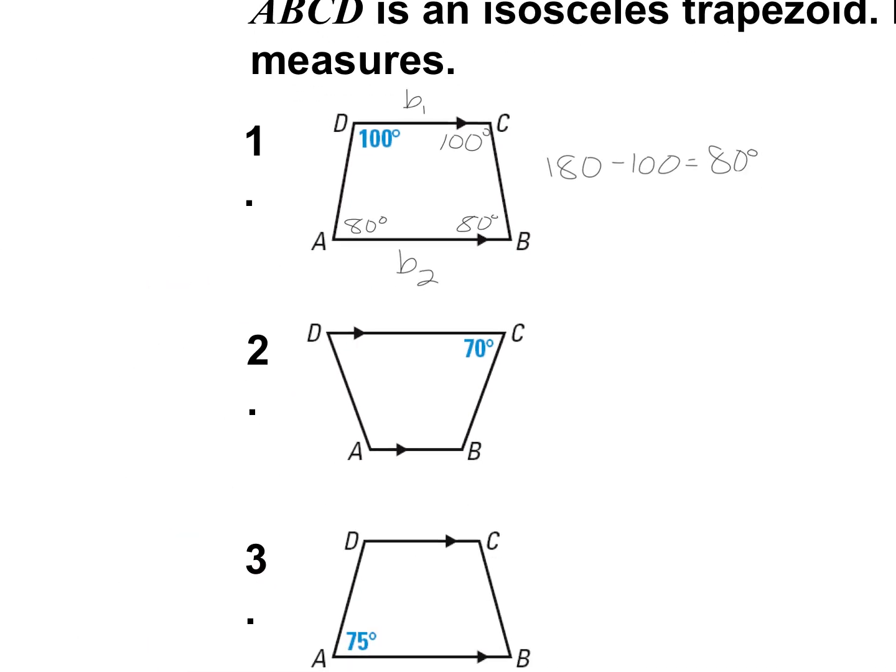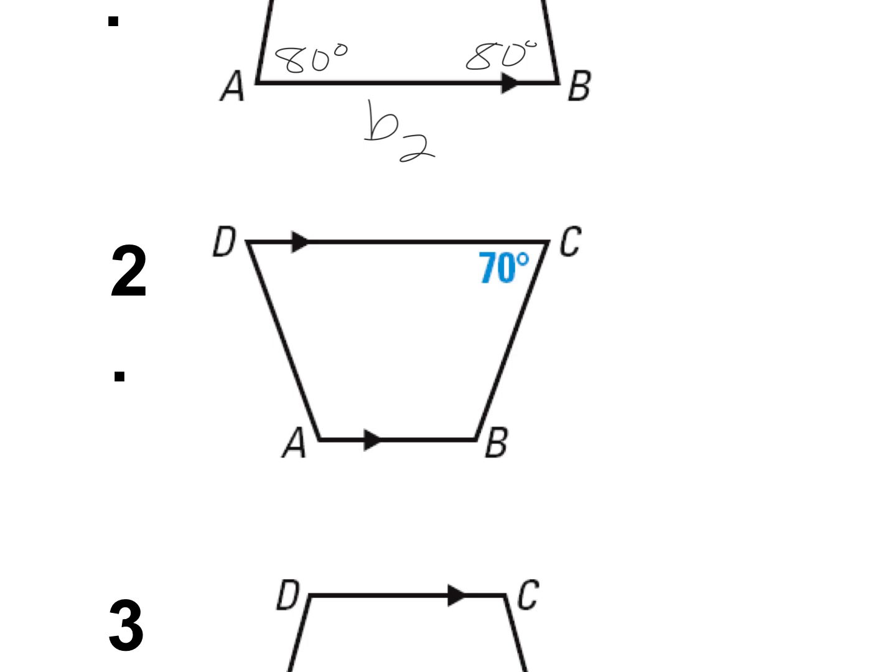Okay, on number 2, we know angle C is 70. Which one's the same? D. And then how do we find A and B? 180 minus 70. It gives you 110. And that's A and B.